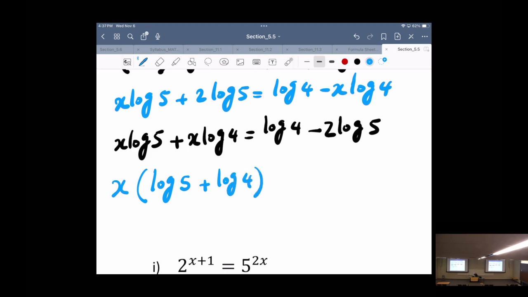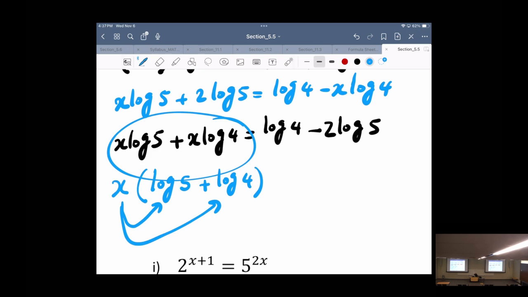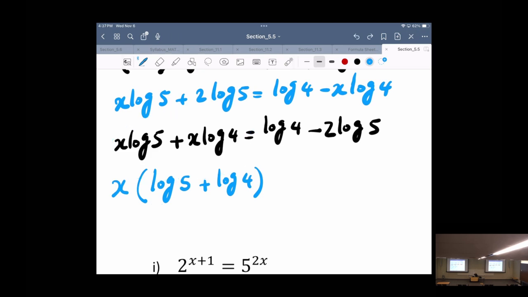Remember that factoring is the opposite of the distributive property. So if you have doubts about whether your factorization is correct or not, just redistribute x into this parentheses and ask yourself, do you get the expression that you started with? If you do, that means your factorization is correct. You don't need to doubt the factorization. So the right side will be log of 4 minus 2 log 5.